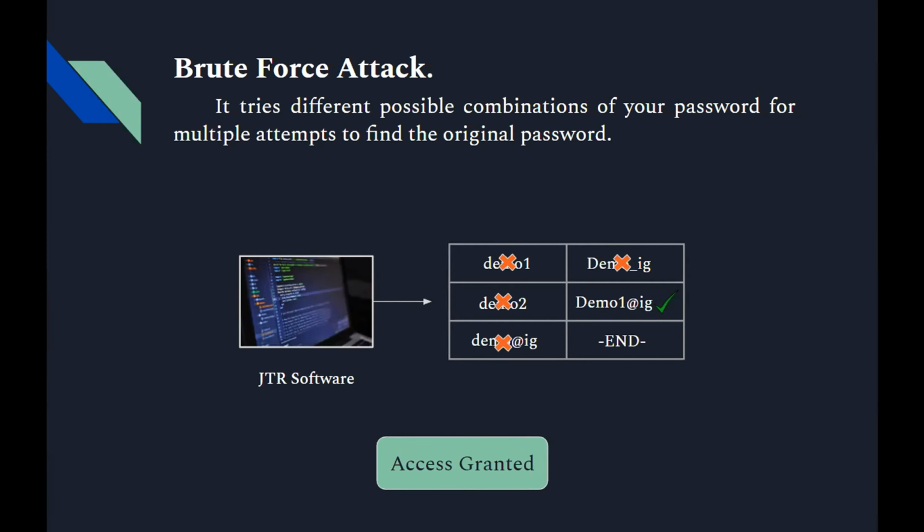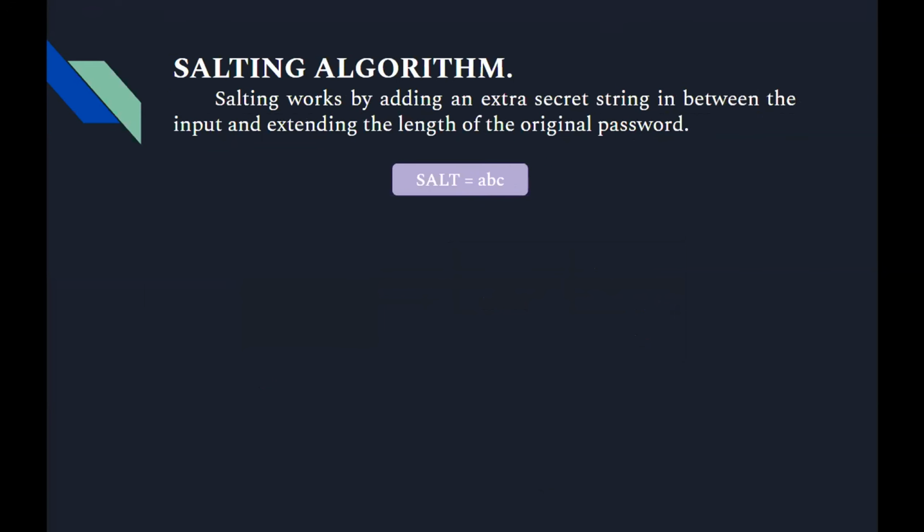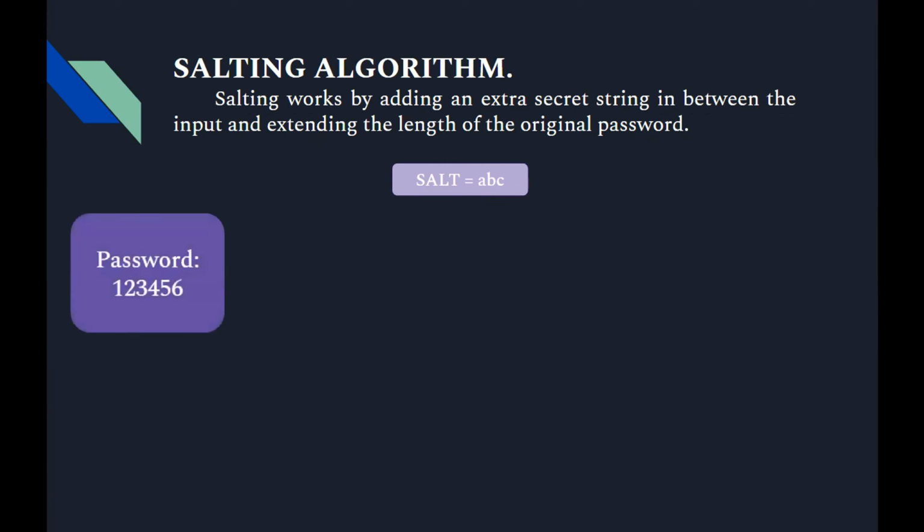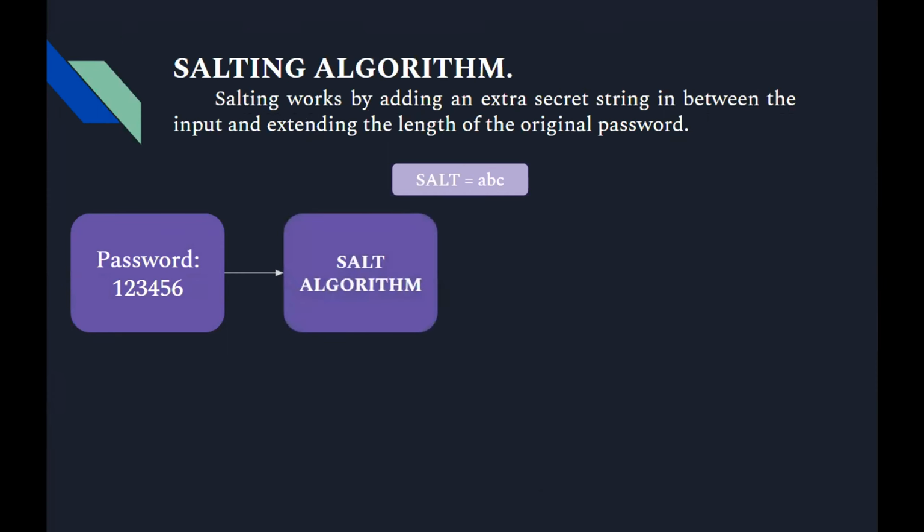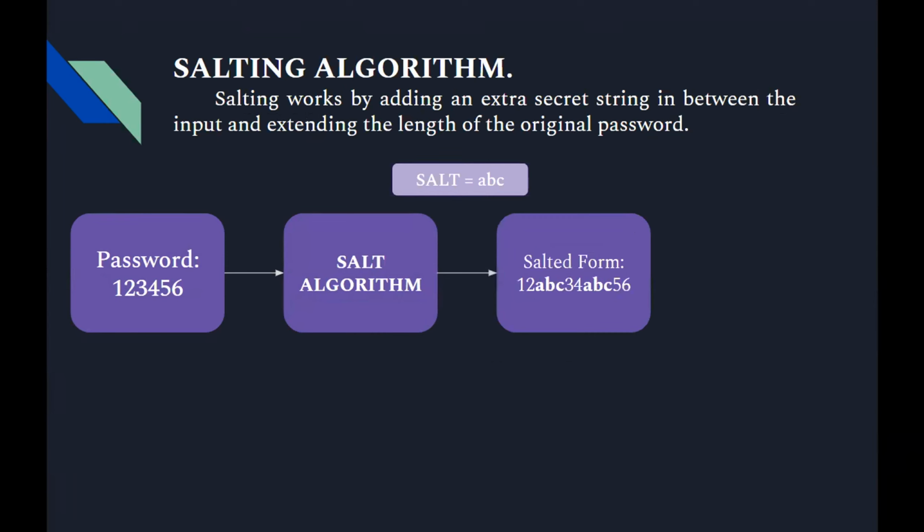To avoid all these brute force attacks, the company side uses an algorithm called the salting algorithm. The salting algorithm adds an extra secret string in between your input, extending the length of the original password. In this slide, the salt is ABC and your password is 123. It goes to the salt algorithm and generates a salted form. See, 1, 2, and the salt is placed in between your password.